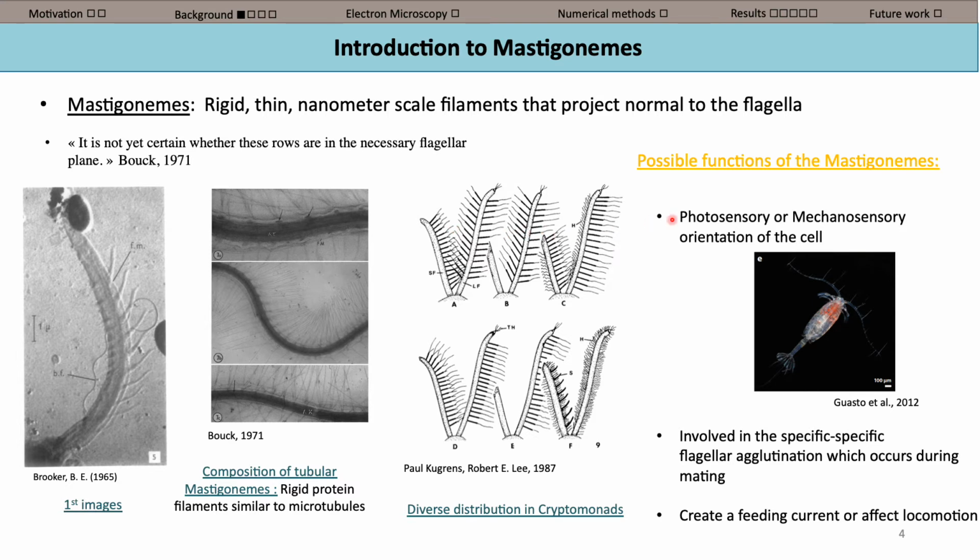They could be involved in photosensory function, orienting the cells towards the sunlight, or mechanosensory function, helping the cell to feel small perturbations in the water, like the filaments on a copepod antenna. Or they could be involved in mating, and finally they could help create a feeding current, or they could affect the locomotion, and this is where our work will focus. We will focus on the hydrodynamic effects of the mastigonemes.